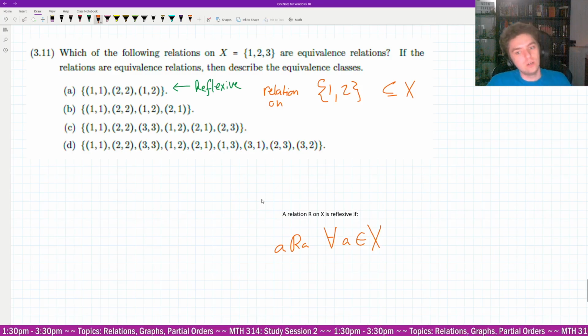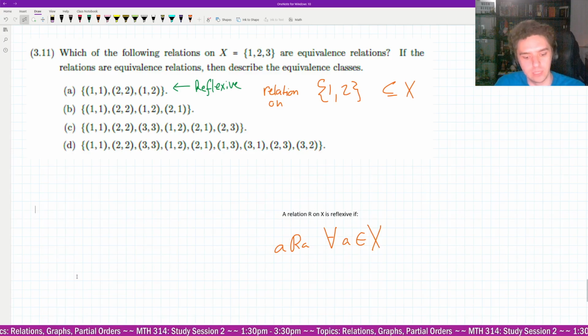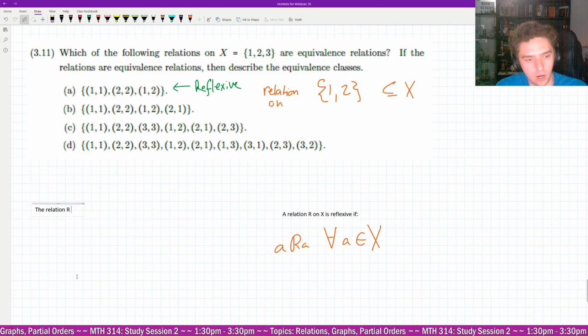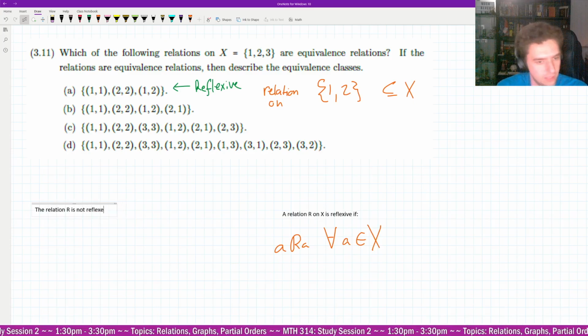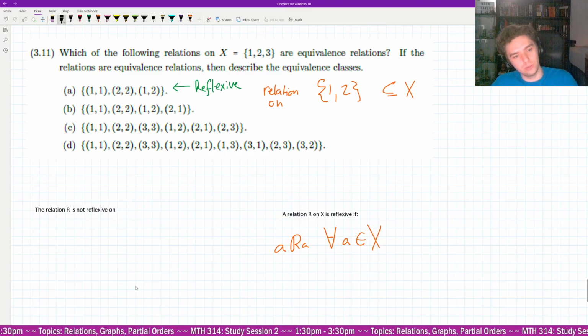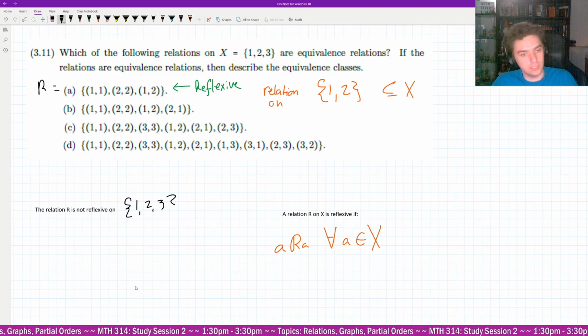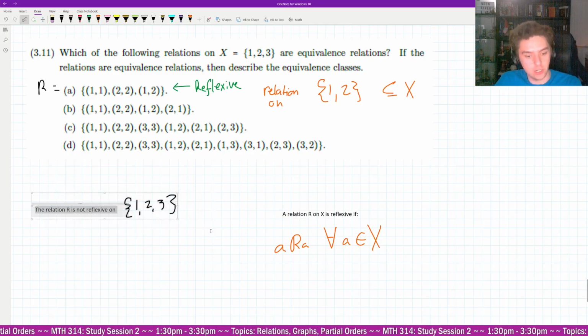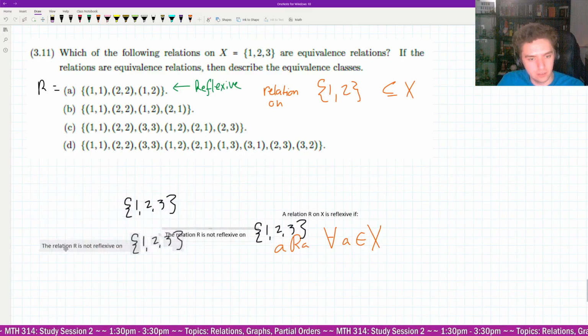But to say that the relation R is not reflexive on {1, 2, 3}, let's call this R, obviously. It's not reflexive on this. But the relation R is reflexive.